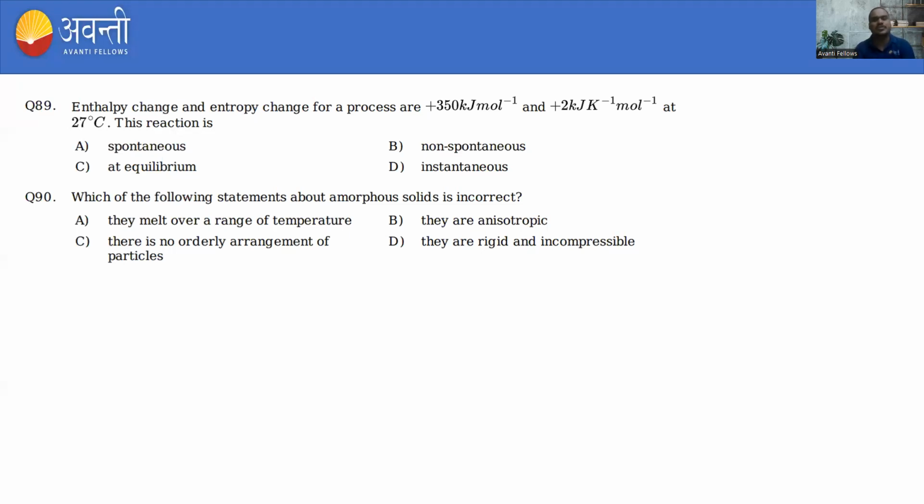The enthalpy change and the entropy change for the process are given. You have to find the spontaneity. From the Gibbs free energy, you all know that delta G is equal to delta H minus T delta S. If this delta G value comes out to be negative, then the process has to be spontaneous. So what is the delta H here?